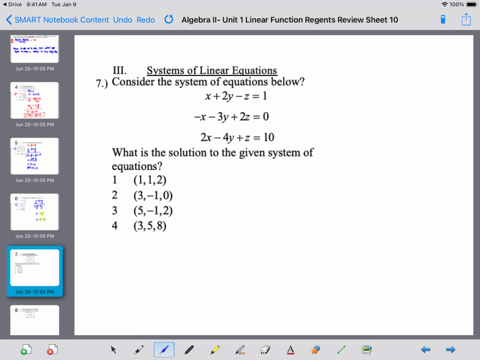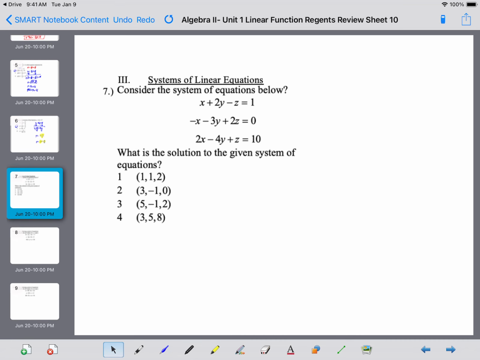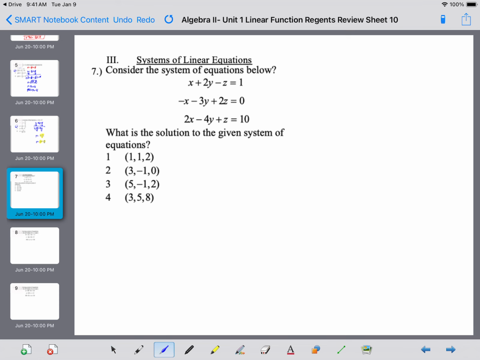Okay, now we have systems of equations, and that looks like the last standard that the Regents could test you on for Unit 1. So with 3x3 systems, the easiest thing you could do is elimination. And with elimination, you have two rules. You can combine equations by addition or subtraction, or you could multiply by a number. So since equations are proportional, if you multiply by a number on both sides, still the same equation.